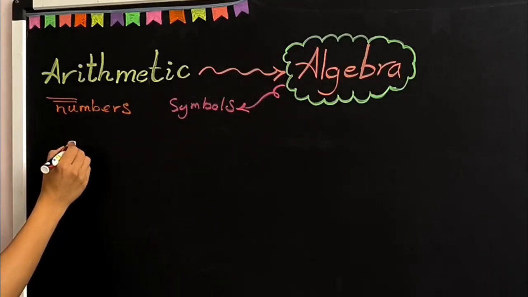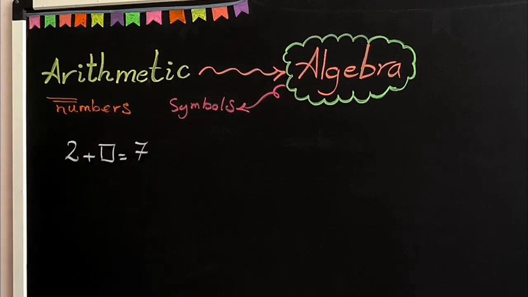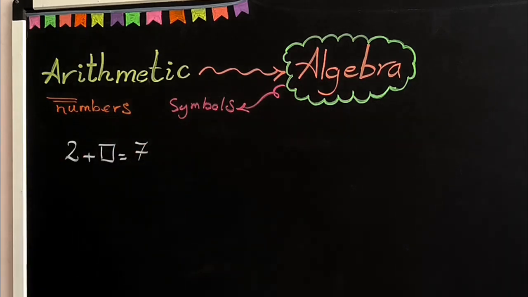Mathematics has two important parts. The first one is arithmetic, which deals only with numbers. But algebra is different. Here we start working with letters and symbols.